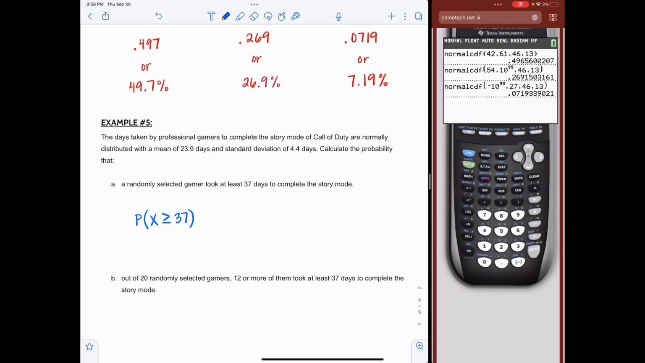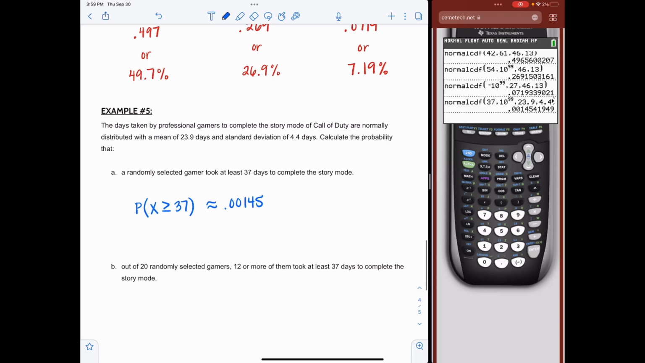So if I go to second vars, normal distribution CDF, I know that my lower bound is going to be 37 and my upper bound is going to be positive infinity, 10 to the power of 99. I know that my mean is going to be 23.9 and my standard deviation is 4.4. So when I put that in, I end up getting that the probability of this happening will be approximately 0.00145 in 3 significant figures.